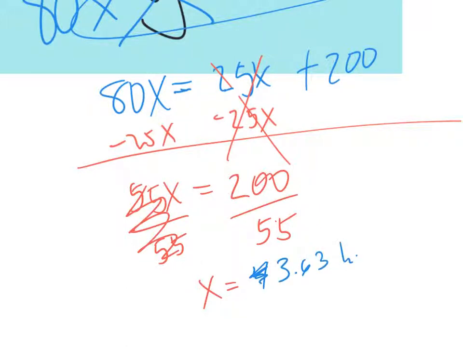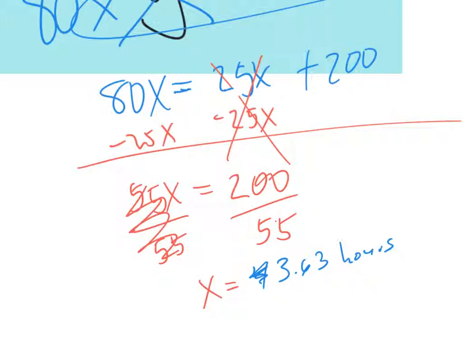3.63 hours. Think anybody's going to hire him for exactly 3.63 hours? Of course not. But that means at 4 hours, one of these is a better deal for the DJ. Think about it. Which pricing structure would you want if you're the DJ? And they're going to hire you for 4 hours. Do you want the 80x? Yeah, because for each extra hour, you're going to make an extra 80 bucks.